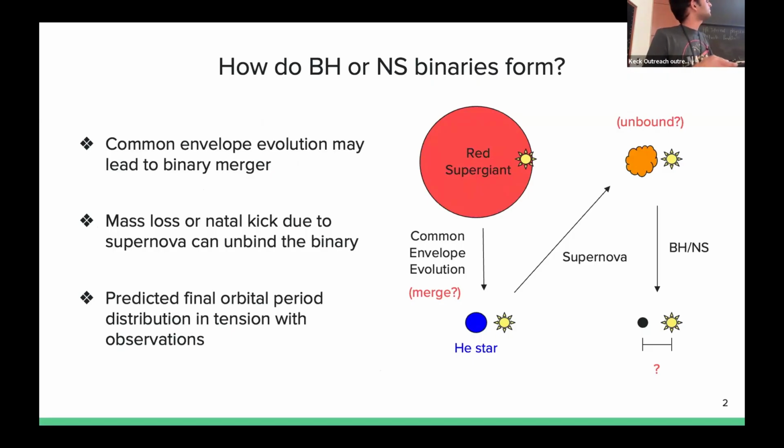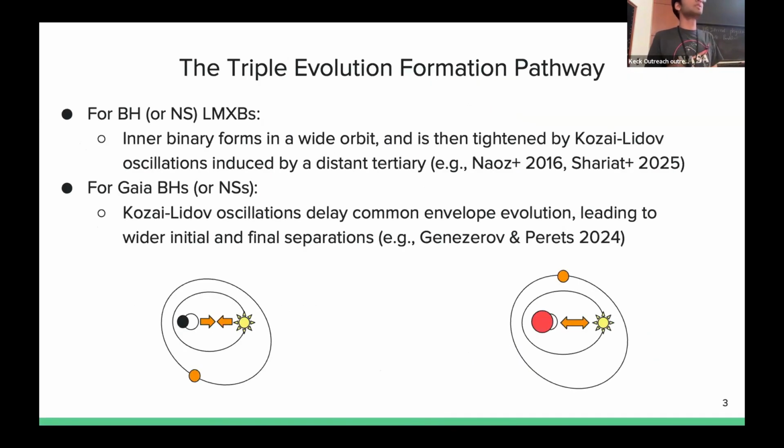And it's because of that the hierarchical triple evolution formation pathway for these binaries has become a lot more popular in recent years. So to give you an idea of what this story is, for black hole or neutron star low mass X-ray binaries, you can have the components initially form in a wider orbit and then have a distant tertiary induce Kozai-Lidov oscillations, which then together with tidal dissipation brings those components closer together at a later stage. Meanwhile, for Gaia black holes or neutron stars, those Kozai-Lidov oscillations can actually delay the onset of common envelope evolution, leading to wider separations than you would have expected otherwise if the binary was isolated.